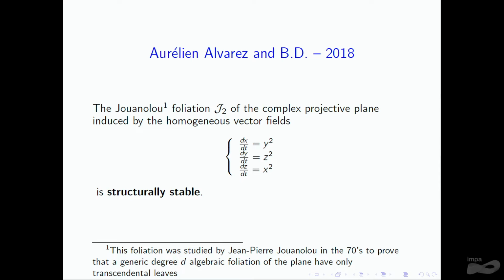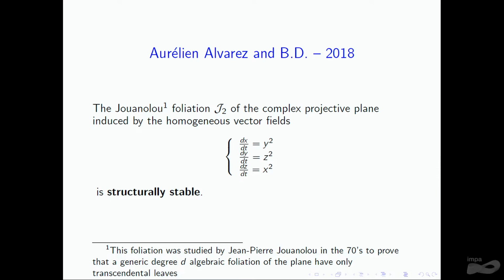And so it enabled Jouanolou to prove that the generic foliation of the projective plane has this property of having all its leaves transcendental, a property that you can deduce from the theorem by Loret-Rebello that I just mentioned before, but that was proved much later. Anyway, this foliation was introduced by Jouanolou, but what we proved is that this foliation is structurally stable.